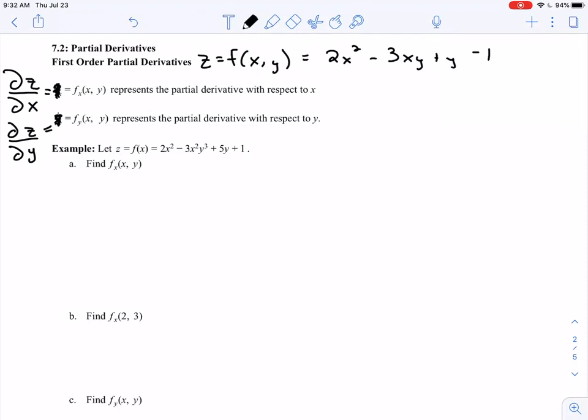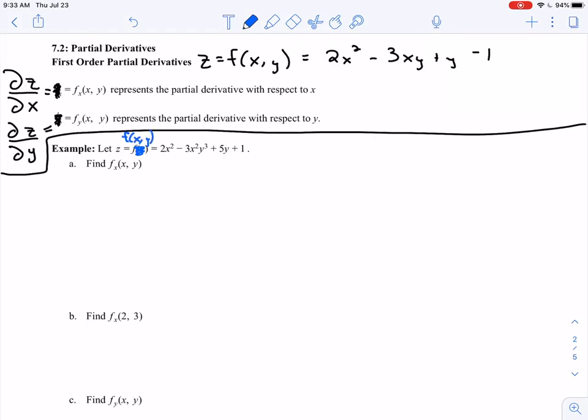So let's talk about partial derivatives because these are a little bit tricky. But once you get the hang of them, I think they should be mostly review. It's just kind of an initial learning curve that we're going to have. So here, z equals f of x. Oops, again, I have a mistake here. This is f of x comma y is equal to 2x squared minus 3x squared y cubed plus 5y plus 1. So here I want the first order partial derivative with respect to x.